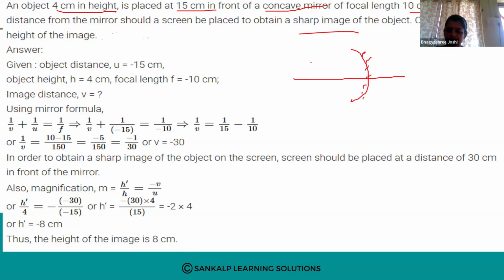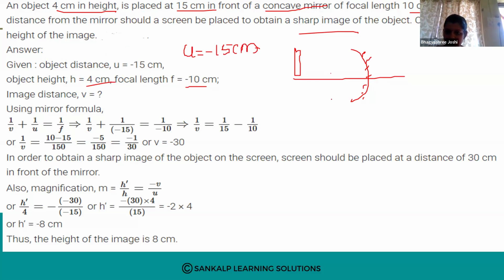Right? Concave mirror means obviously object is on the left hand side and image is also on the left hand side. And what they have given, object is placed at a 15 centimeter. That means object distance they have given, that is minus 15 centimeter. Minus because it is on the left hand side. Therefore it is minus 15 centimeter. And object height h they have given, that is 4 centimeter. And focal length they have given, that is f is equal to minus 10 centimeter.